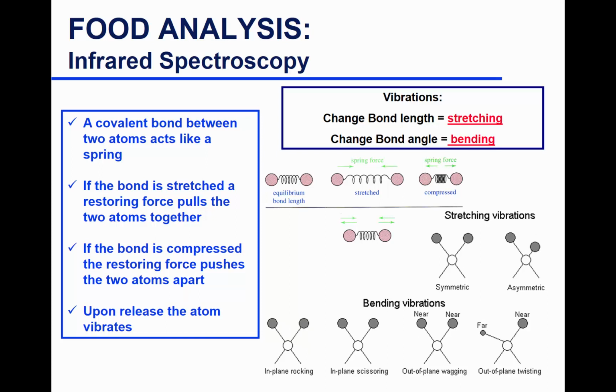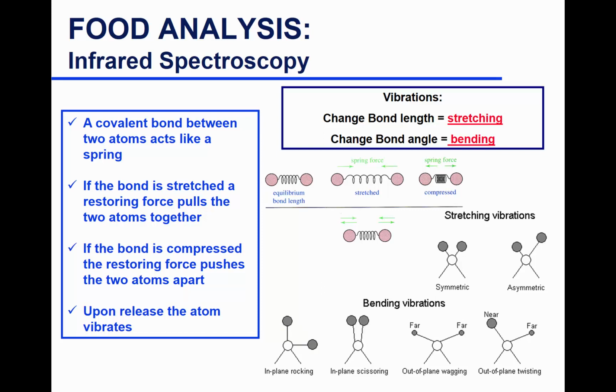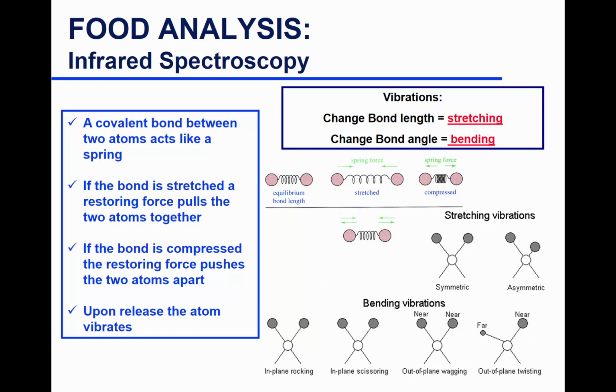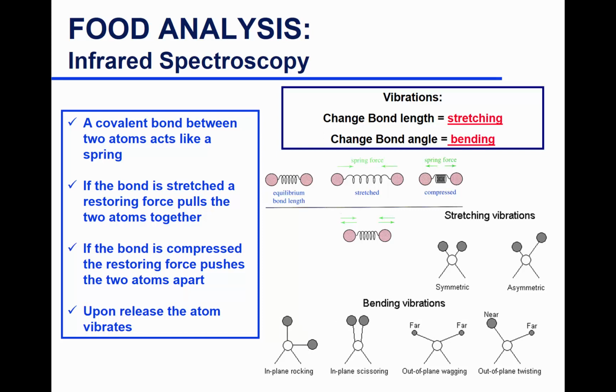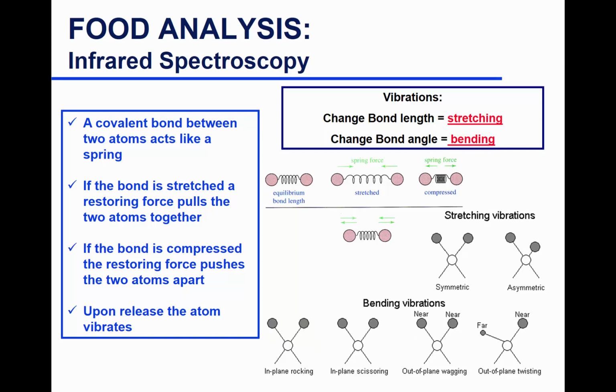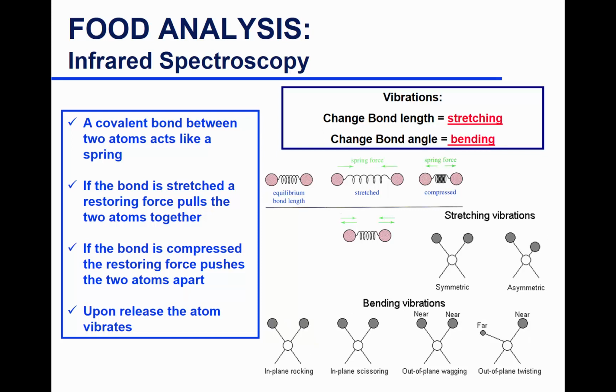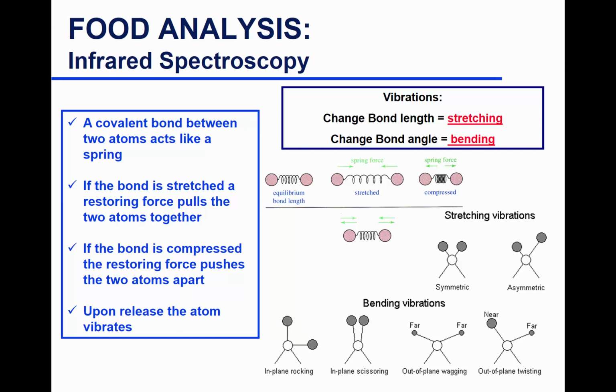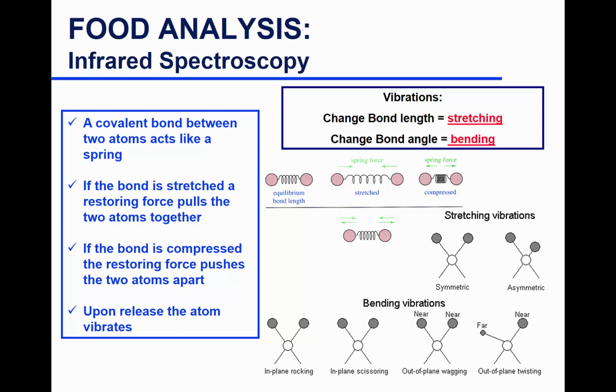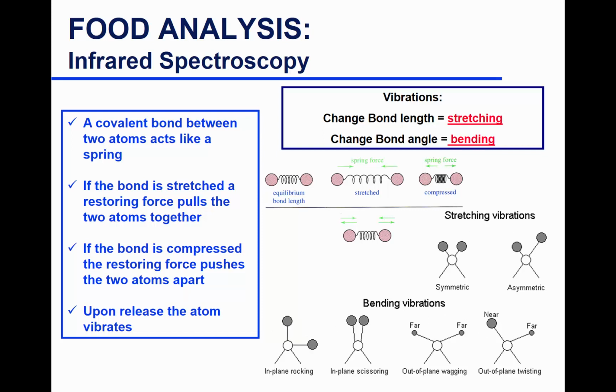So your covalent bond is kind of spring-like, and it has either stretching movement or bending movement. Stretching is where the bond stretches symmetrically or asymmetrically, and bending is where you change the angle of the bond. So stretching and bending can both be vibration.